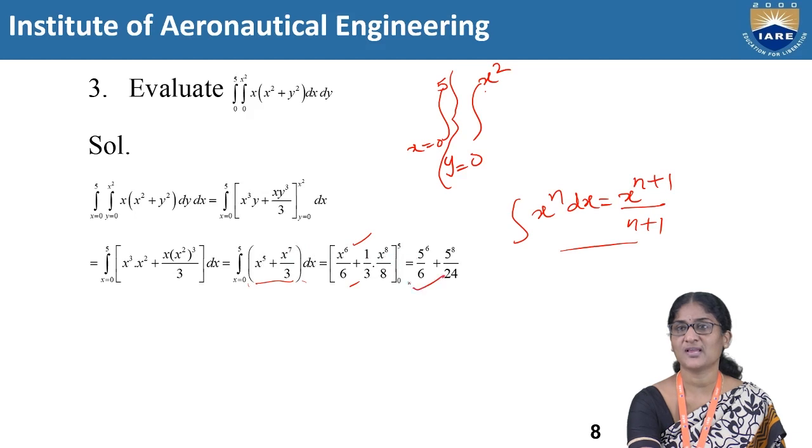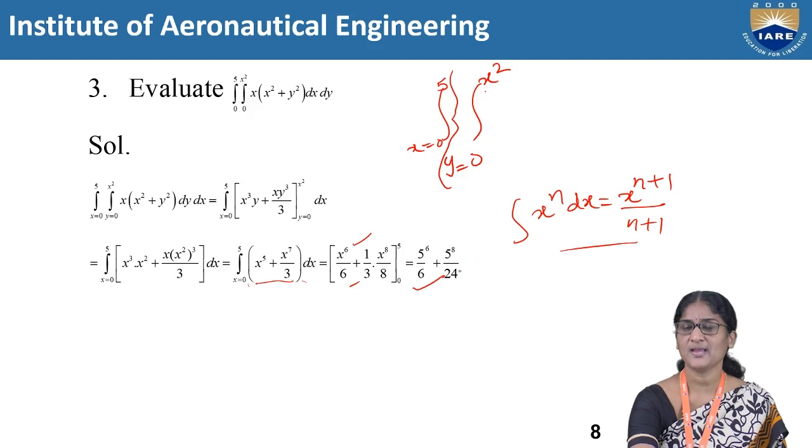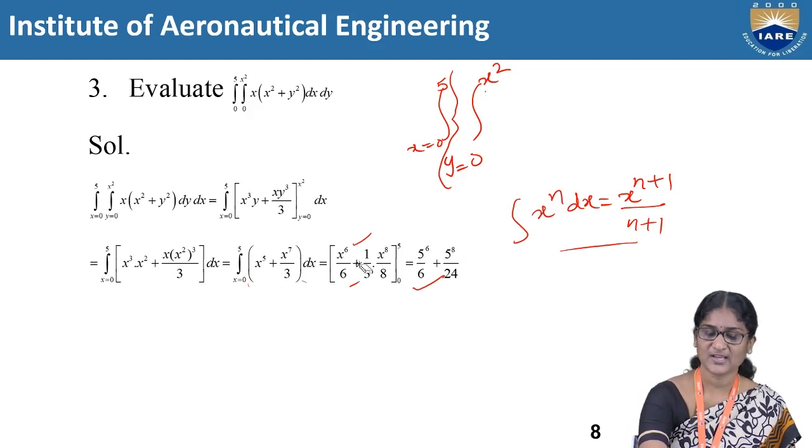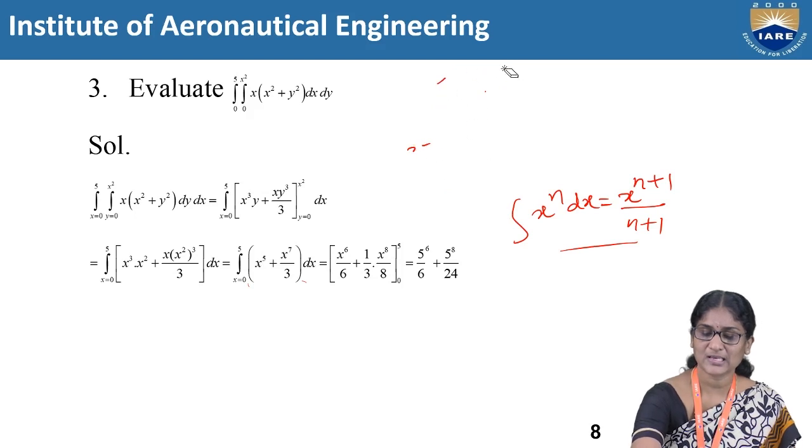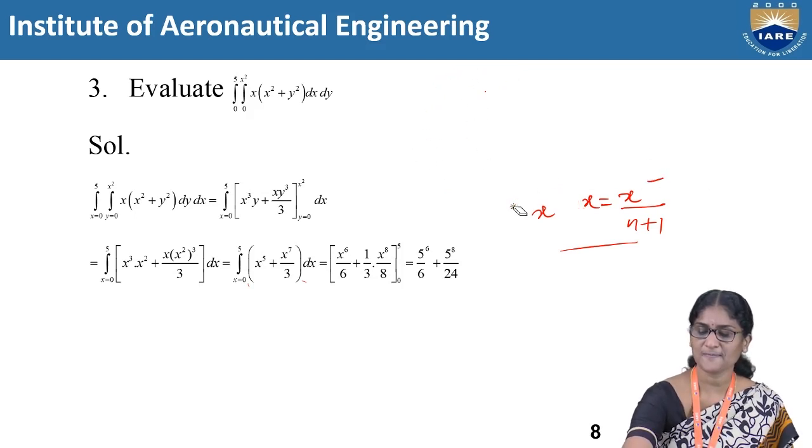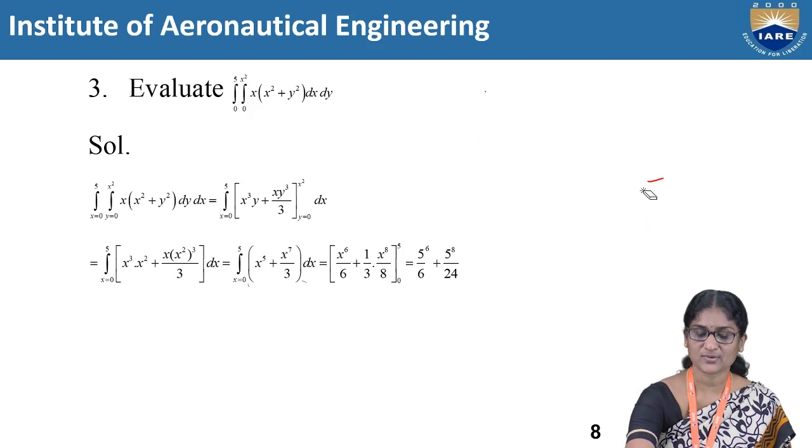So adding everything, the final answer is 5 to the power of 6 by 6 plus 5 to the power of 8 by 24. So this is how we can find the value of a double integral in case one limit is a variable and another one is a constant. So let's go for the next question.